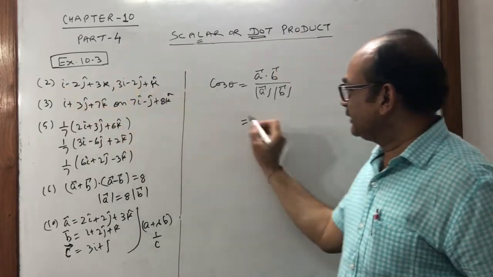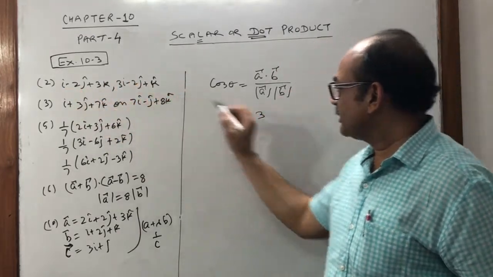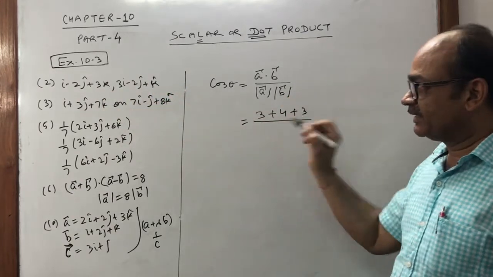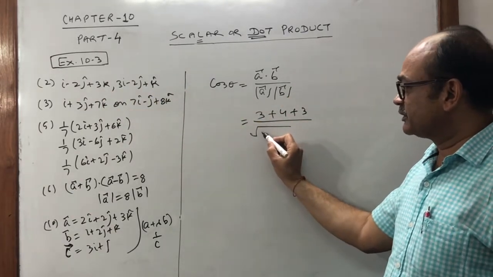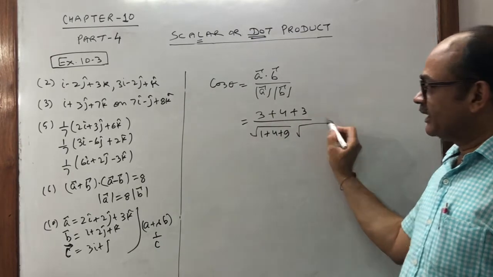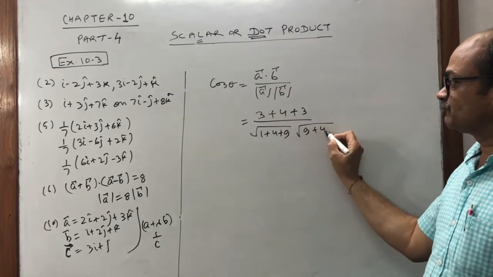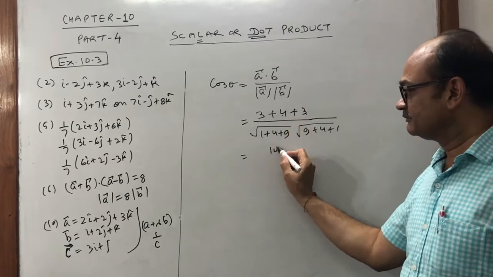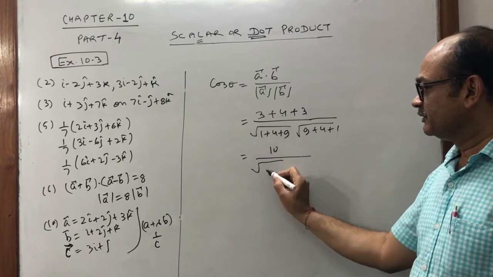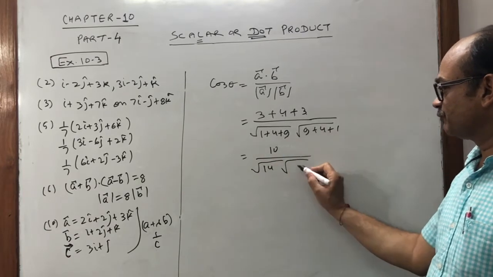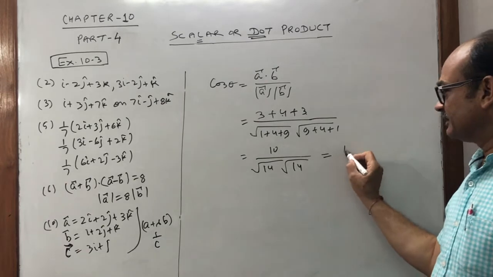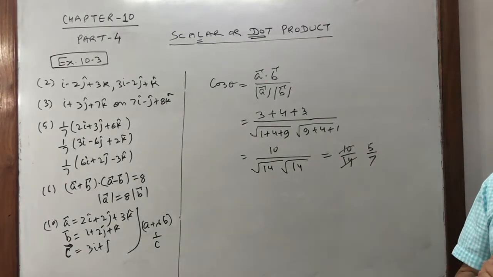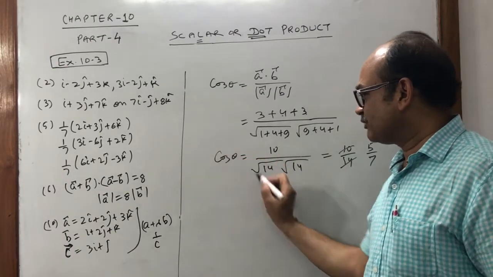Direct 1 into 3, 3 minus 2 into minus 2, plus 4, 3 into 1, 3, divided by the first magnitude. First magnitude is 1 plus 4 plus 9 and second vector magnitude is 9 plus 4 plus 1. So 4 and 3 is 7, and 3 is 10, divided by root 14 root 14. It is nothing but 10 upon 14, or if we cancel out, 5 by 7. So cos theta is 5 by 7.